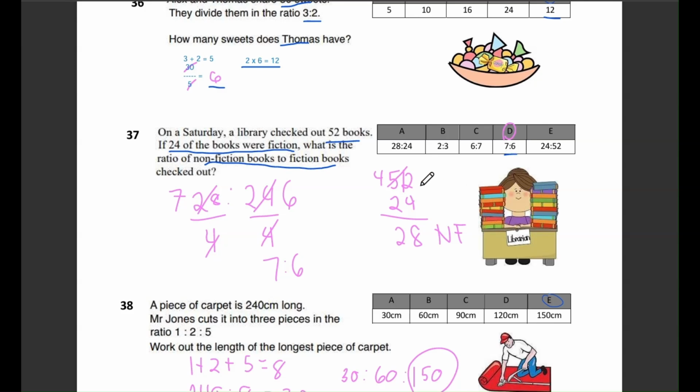If we take 52 and minus the 24 fiction books, we are left with 28 nonfiction books. That gives us the ratio of fiction to nonfiction books as 24:28. But because we need to simplify it by dividing both sides by 4, that gives us 7 to 6.